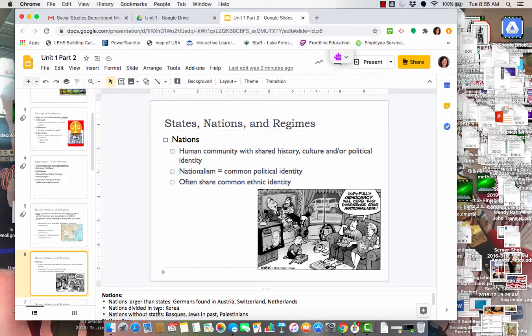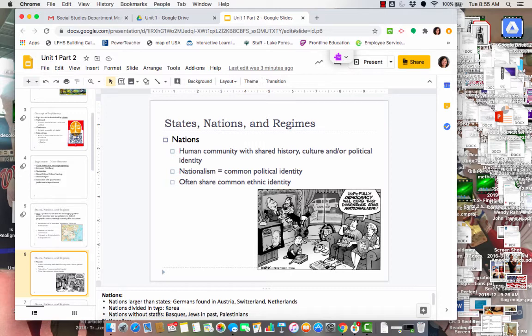And there can also be nations without states. So, for instance, Palestine. That is a nation of people, primarily Muslim, who share many other characteristics, right? But they don't have a state because their state is in dispute, right? Many people in Palestine think that they're a separate state, but Israel currently claims Palestine as a region.